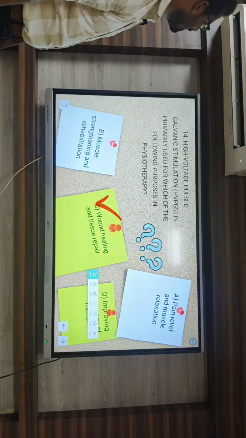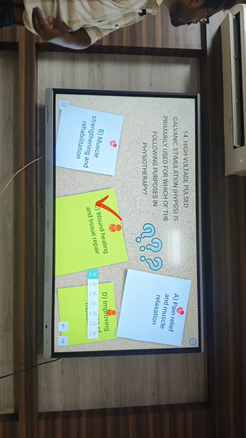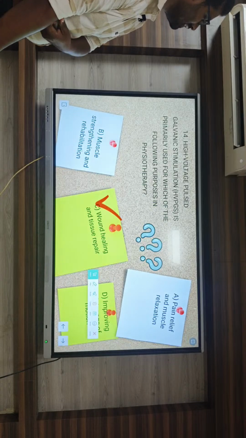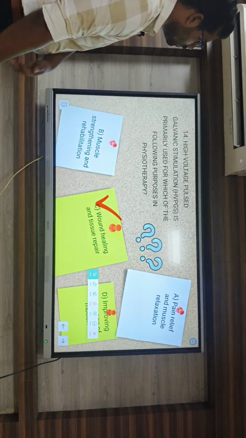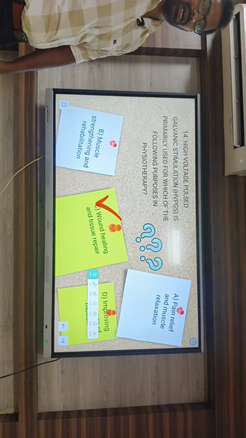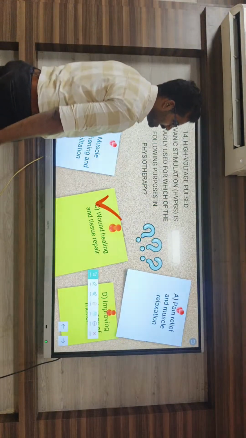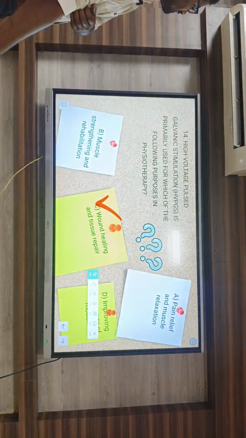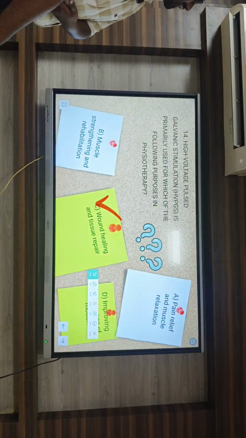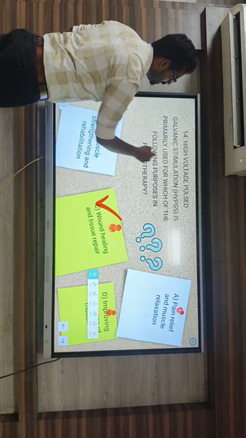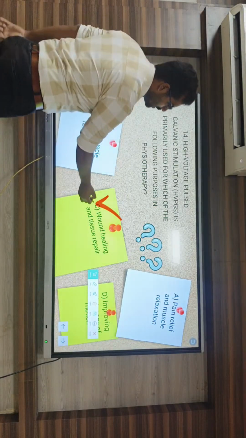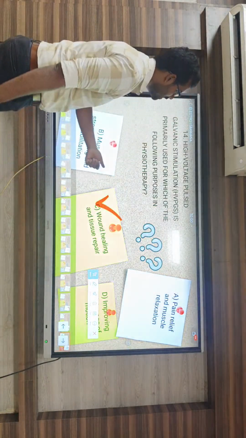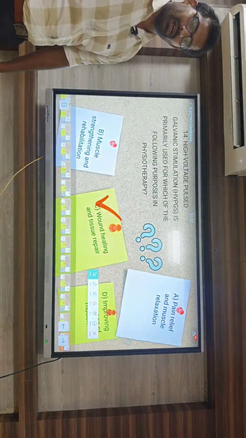High voltage pulsed galvanic stimulation is primarily used for which of the following purpose in the physiotherapy? So wound healing plus tissue repairக்காக மட்டும்தான் நம்ம high voltage pulsed galvanic current யூஸ் பண்ணுவோம். So மற்ற type of currentக்கு நம்ம pain relieving plus range of motion increaseக்கு muscle strengthening எல்லாத்துக்குமே நம்ம high voltage pulse யூஸ் பண்ண மாட்டோம். So only wound healingக்கும் tissue repairக்காக மட்டும்தான் நம்ம high voltage pulsed galvanic current யூஸ் பண்ணுவோம்.